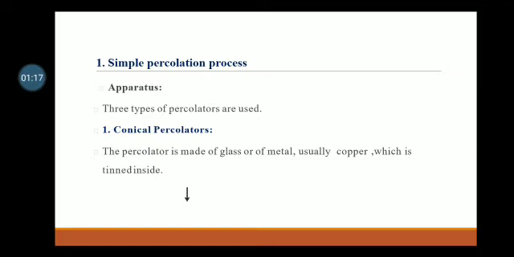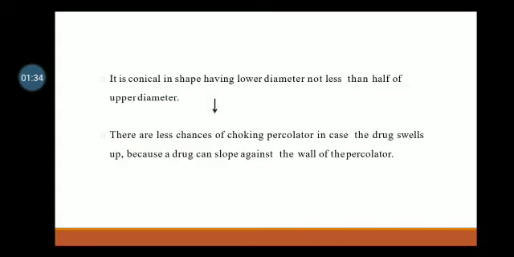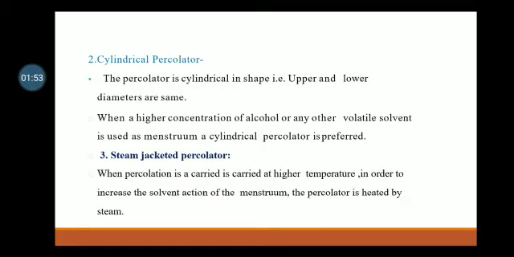Simple percolation process apparatus. Three types of percolators are used. First, conical percolators. The percolator is made of glass or metal, usually copper, which is tinned inside. It is conical in shape, having lower diameter not less than half of upper diameter. There are less chances of choking the percolator in case the drug swells up, because the drug can slope against the wall of the percolator.